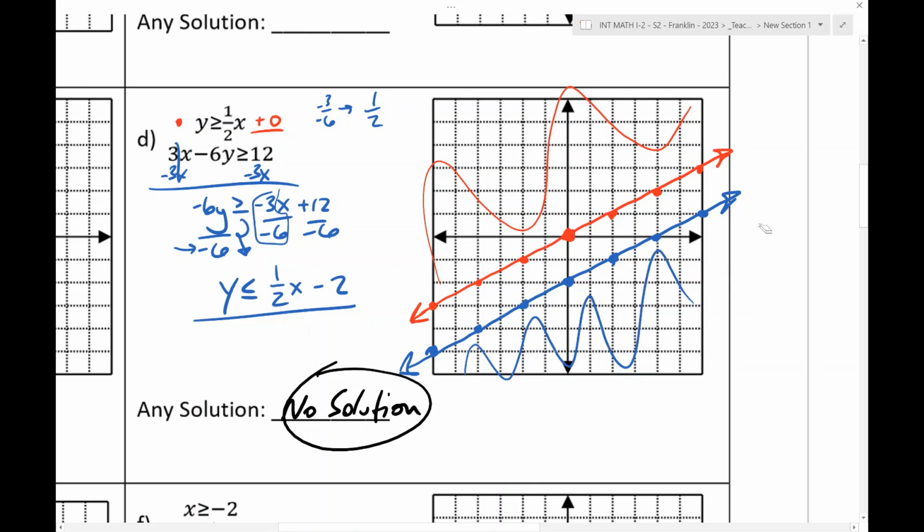So you need to be careful. Just look at what these symbols tell you to do, where they tell you to shade. If they don't overlap, it's no solution. But if they do overlap, that's where your solutions are.